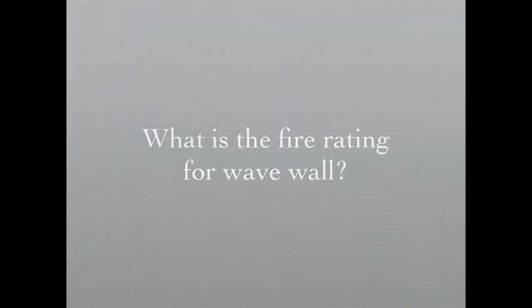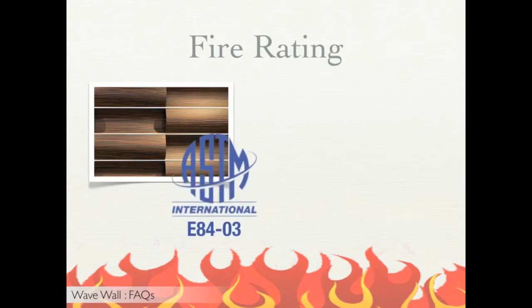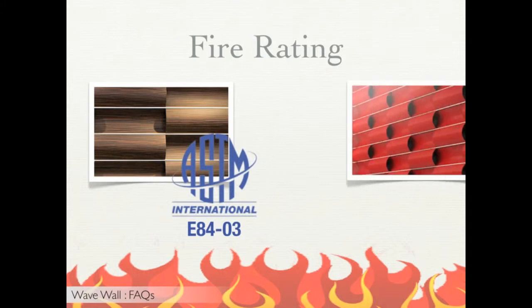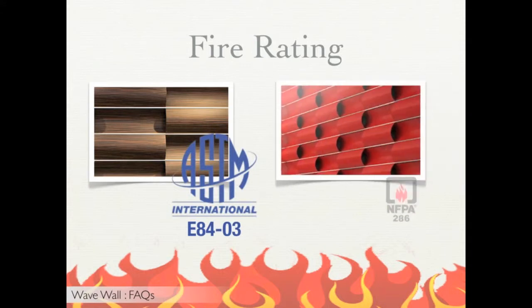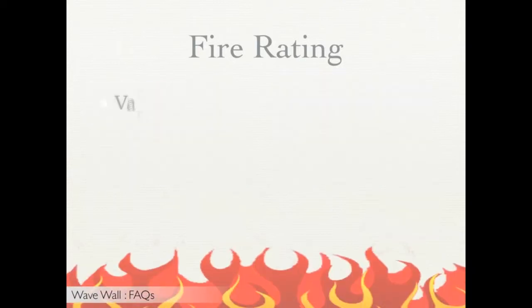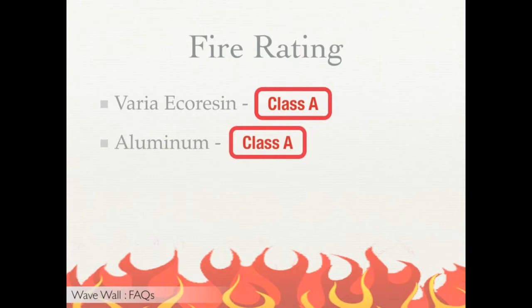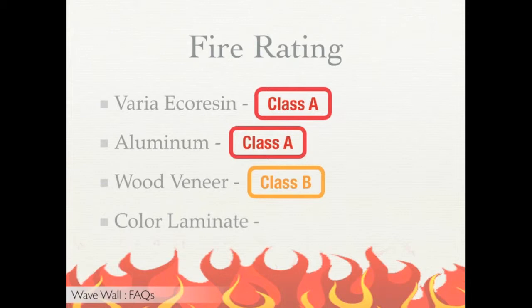What is the fire rating for Wave Wall? Wave Wall materials have been tested for flammability and smoke with the ASTM E84-03 standard and Varia Eco Resin was tested with the NFPA 286. The results were the following. Varia Eco Resin received a Class A rating. Aluminum finishes also received a Class A rating. Wood veneer received a Class B rating, and colored laminate also received a Class B rating.